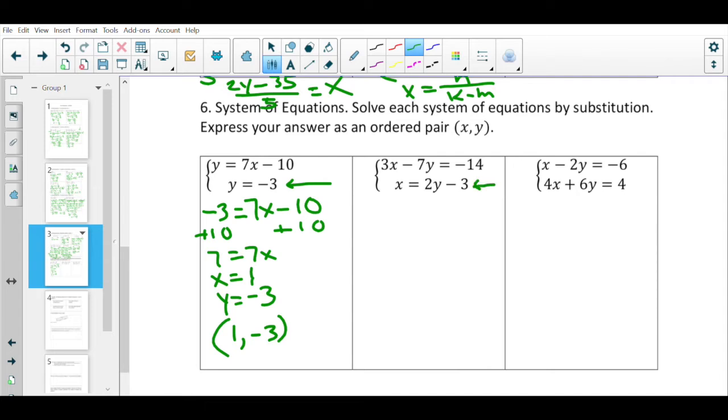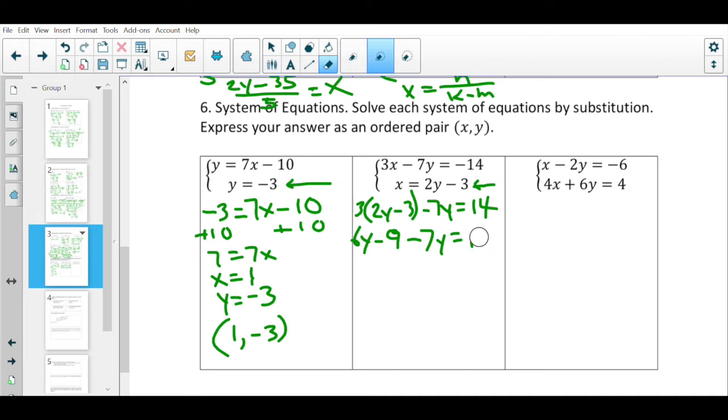Here, x equals 2y minus 3, so 3 times 2y minus 3 minus 7y equals 14. Okay, let's make sure I did that right. Yep. 6y minus 9 minus 7y equals 14. Oh crap, sorry. Folks, that's minus 14, minus 14.